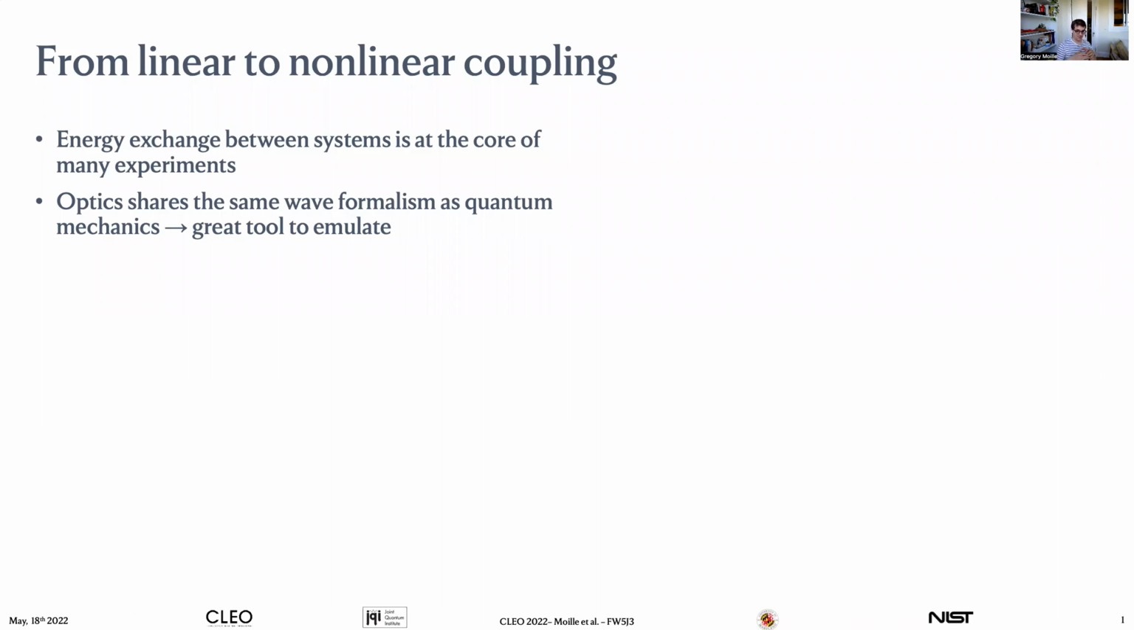A lot of systems are actually based on energy exchange between different systems. And that is the core of a lot of experiments, which can be quantum or optics. And why a lot of optics? Because optics share the same wave equations as quantum mechanics. So it's a great tool to emulate a lot of systems that are either hard to experimentally demonstrate in a quantum way or just easier to fabricate.